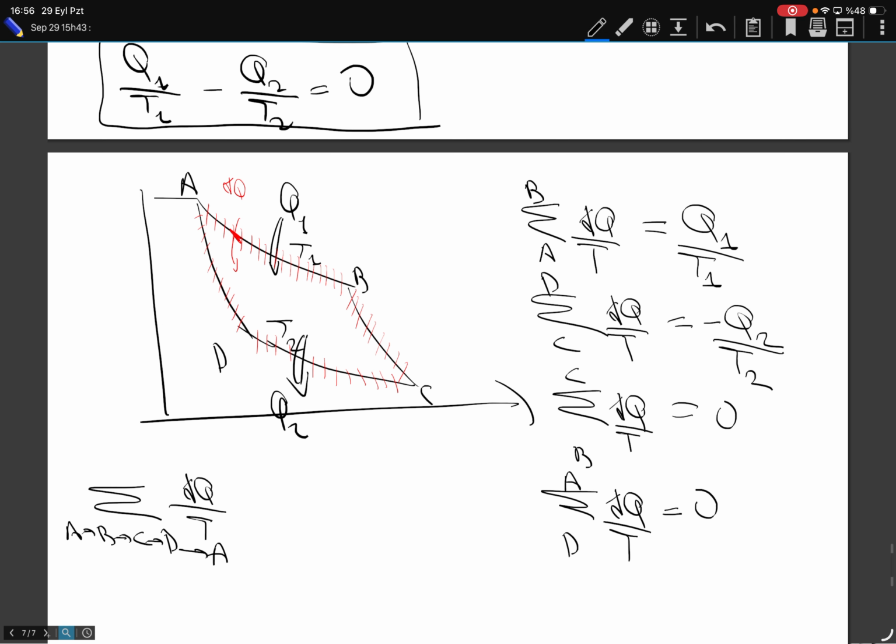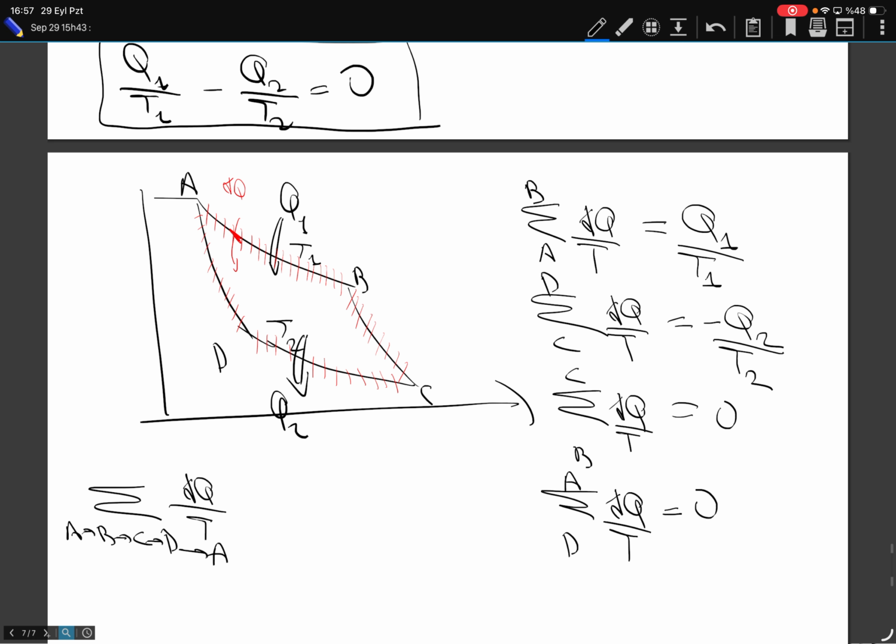Again, I repeat, during this cycle, I divide this cycle into very small steps. At each step, dQ is the heat given to my system, and T is the temperature of my system during that step. Since the step is very small, even if it's an adiabatic process, the change in the temperature will be negligible. So I can identify a temperature of the system during that very small step. So this is a well-defined quantity. I can even measure it.